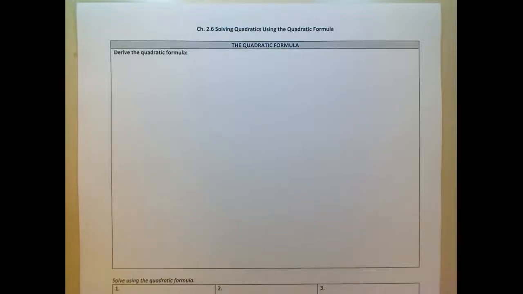Today's lesson is on the quadratic formula. So the first thing we're going to do is derive the quadratic formula. This is not just some magic formula that always works. It works because of completing the square.